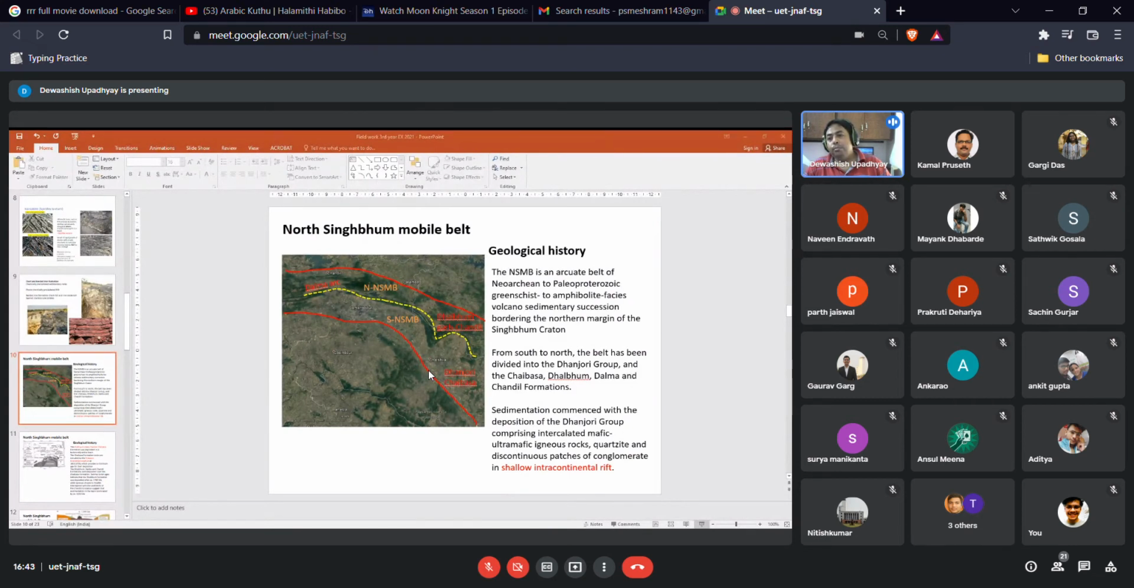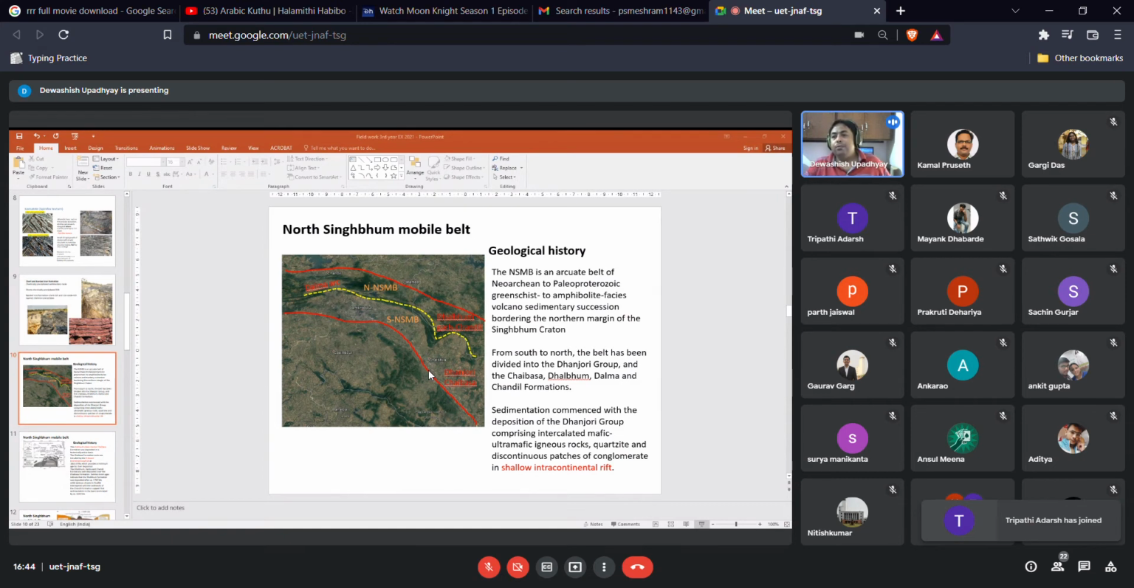Now the North Singhbhum Mobile Belt is an arcuate belt of mostly Paleoproterozoic to some Neo-Archean, greenschist to amphibolite facies, volcano-sedimentary succession. So this is how you describe it. You have rocks of mostly Paleoproterozoic to Neo-Archean age. They are metamorphosed at greenschist to amphibolite facies conditions, and the major rock types are volcanic and sedimentary rocks with some intrusives.